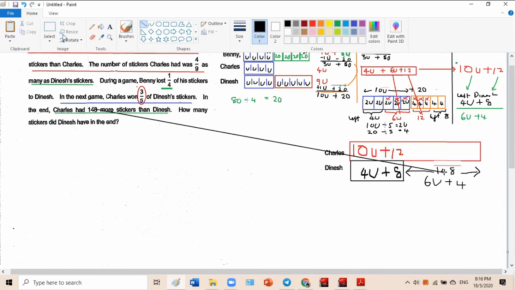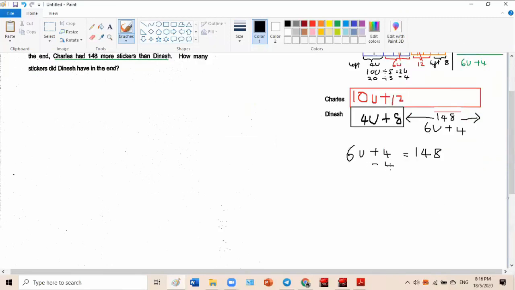Now we write down a final statement. 148 is equal to 6 units plus 4. So you minus 4 on this side and minus 4 on that side. 144 is equal to 6 units. Divide 144 by 6, hoping for a nice number. 24. Finally, unit is 24.